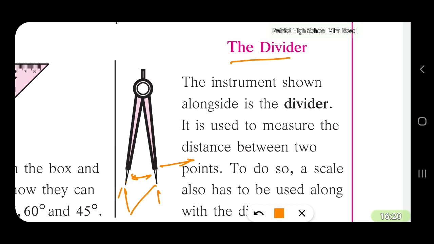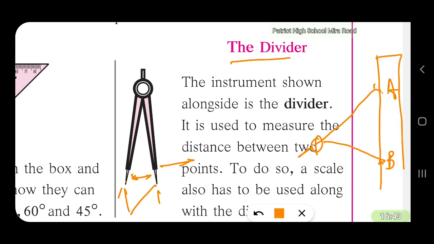You can measure the distance between 2 points. Suppose these are the 2 points, A and B. You place one needle over this and the other needle over this, and now you remove it and put it on a scale directly. You can measure the distance from 0 to whatever reading it comes to.